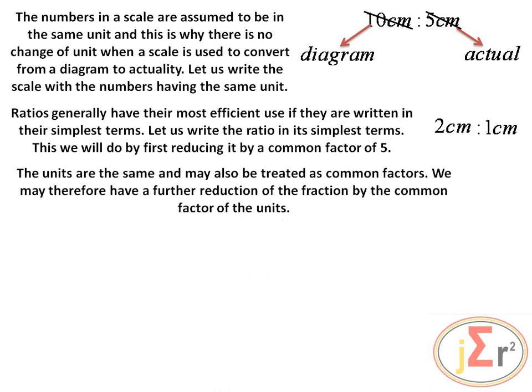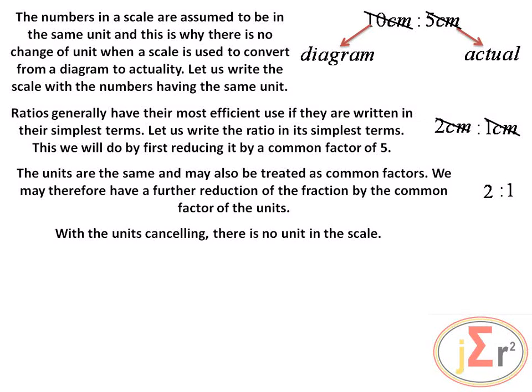The units are the same and may also be treated as a common factor. We may therefore have a further reduction of the fraction by a common factor of the units because they are the same. So they are common factors. So 2 centimeters to 2 and 1 centimeter to 1, eliminating those centimeters. With the units cancelling, there is no unit in the scale. So the units are eliminated because they are the same.